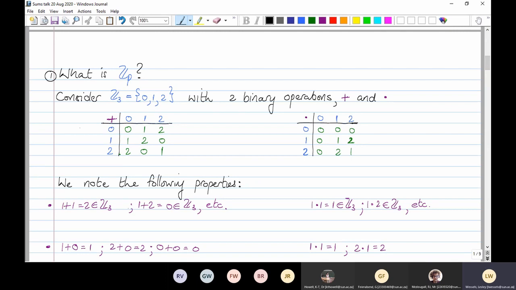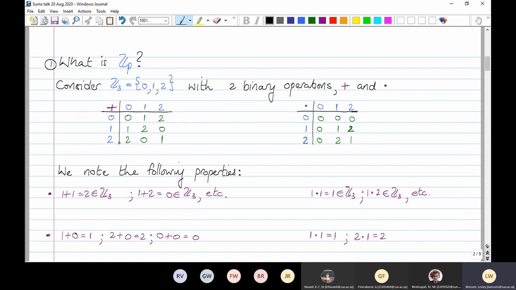So, okay, the first question is, what is ZP? Some of you will probably know what ZP is and also be familiar with us using P to denote a prime number. So let's start with Z3. So Z3 is the set where you have elements 0, 1, and 2. And let's consider two binary operations, plus and multiplication.